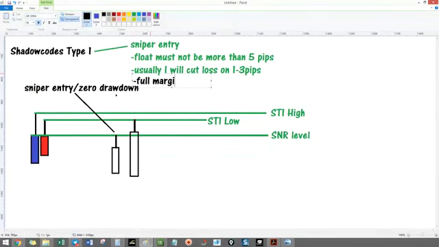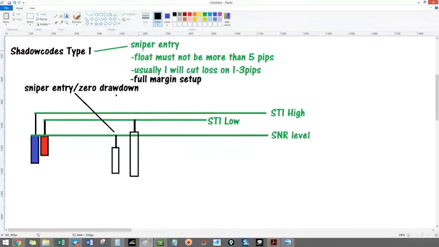Full margin setup was not meant for you to swing. You just need to scalp. But if you have the opportunity, you can swing also. Sometimes it goes like this and then you push price back like that, and then you will do something like this. So this is the use of ST1, Shadowcode style 1. So for example, over here, why do we want to cut loss rather than just hold the position?